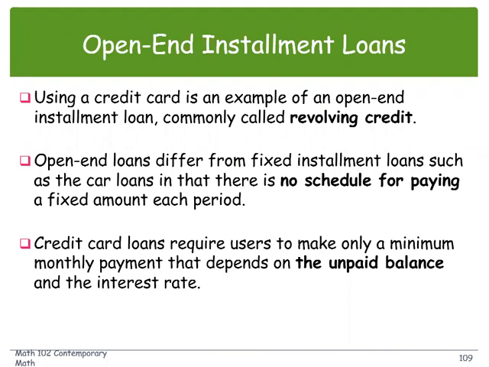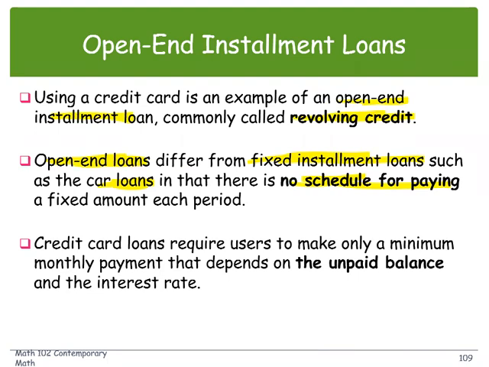Open-end installment loans. Using a credit card is an example of an open-end installment loan, commonly called revolving credit. Open-end loans differ from fixed installment loans such as car loans in that there is no schedule for paying a fixed amount each period. So it's open-end, so you can pay any amount you want.